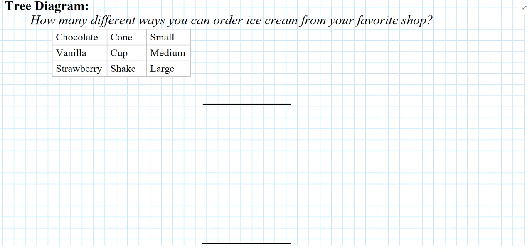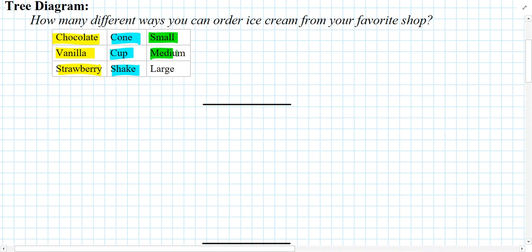Suppose you want to know how many different ways you can order ice cream from your favorite shop. Ice cream only comes in three flavors: chocolate, vanilla, and strawberry. The ice cream can be put onto a cone, into a cup, or made into a milkshake. Each could be ordered as a small, medium, or large.